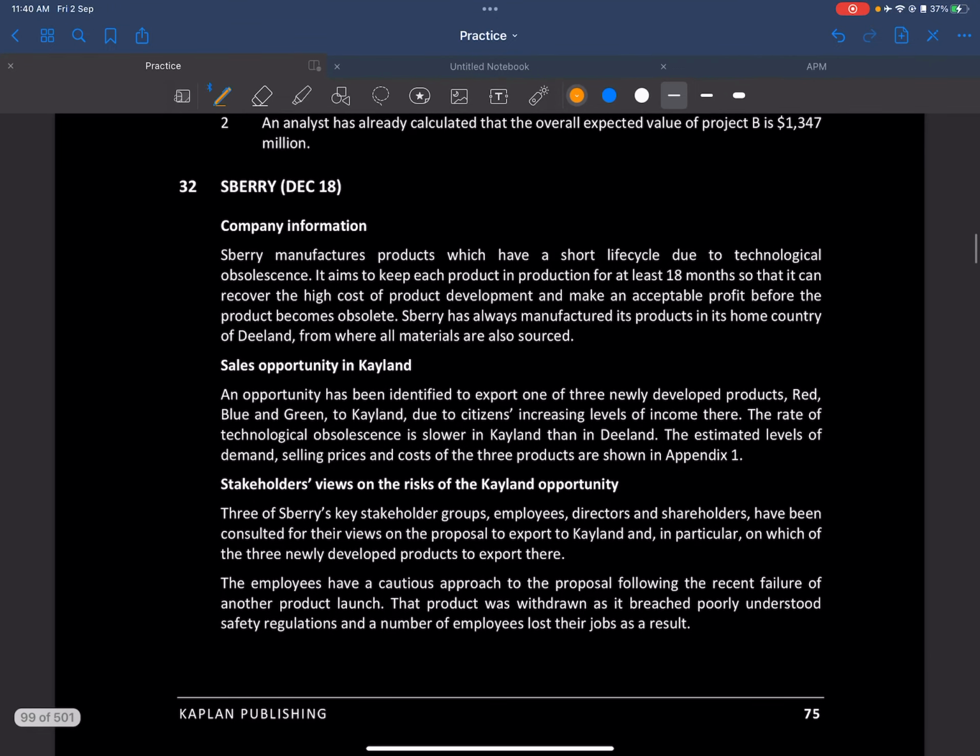Let's look at this particular question called Asbury. So Asbury manufactures products which have a short life cycle due to technological obsolescence. Okay, so it's a short life cycle, right? It aims to keep each product in production for at least 18 months so that it can recover the high cost of product development and make an acceptable profit. So it has to be relevant for 18 months at least in order to generate acceptable profit, right?